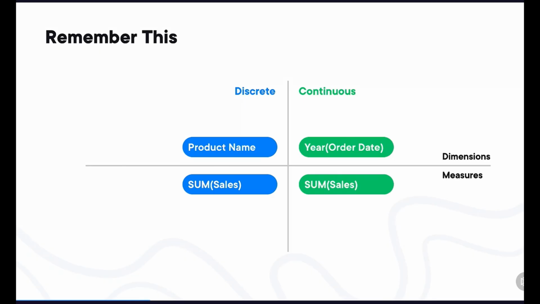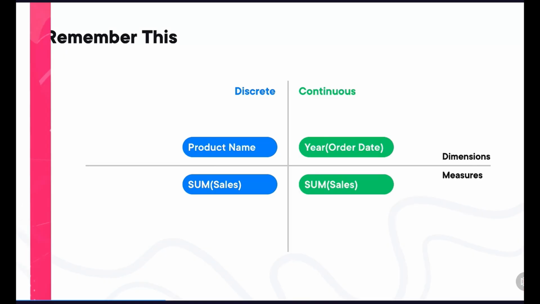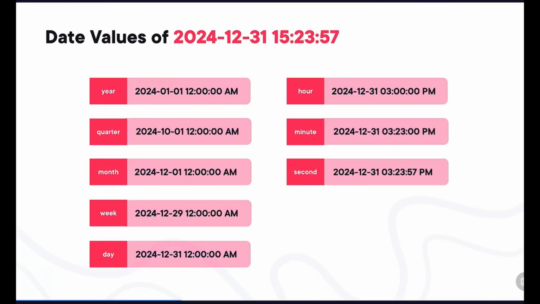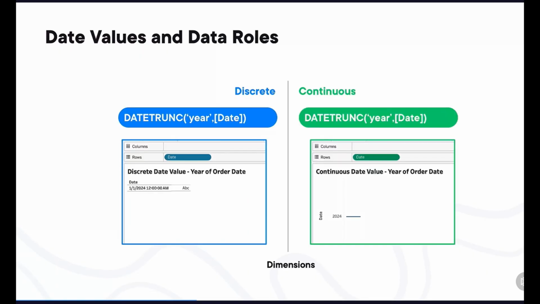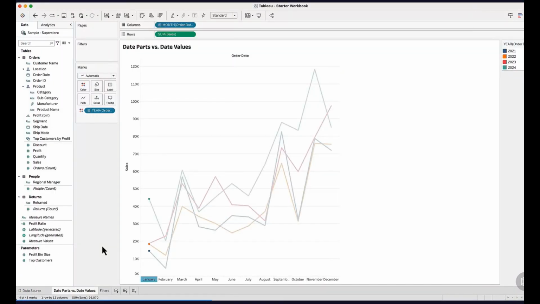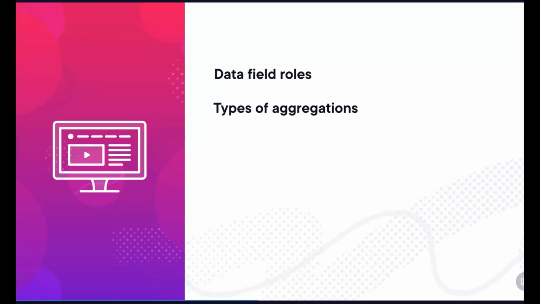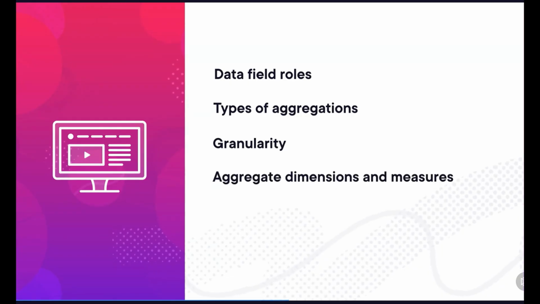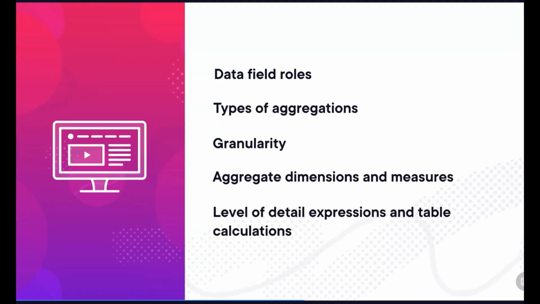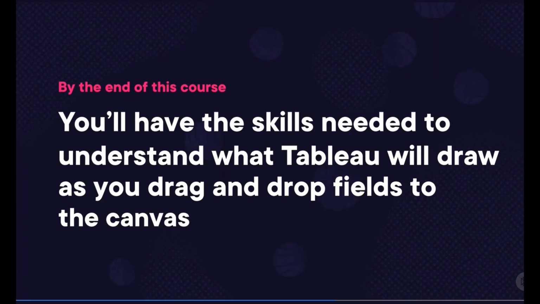Understanding what Tableau will draw as you drag and drop can be a little tricky. In this course, you will learn the differences between discrete versus continuous, dimensions versus measures, and concepts of aggregations. Some of the major topics that we will cover include learning about data field roles, exploring different types of aggregations, concepts of granularity, and learn how you can aggregate dimensions and measures. And finally, we will cover how you can work with level of detail expressions and table calculations. By the end of this course, you will have the skills and knowledge you need to understand what Tableau will draw as you drag and drop fields to the canvas.